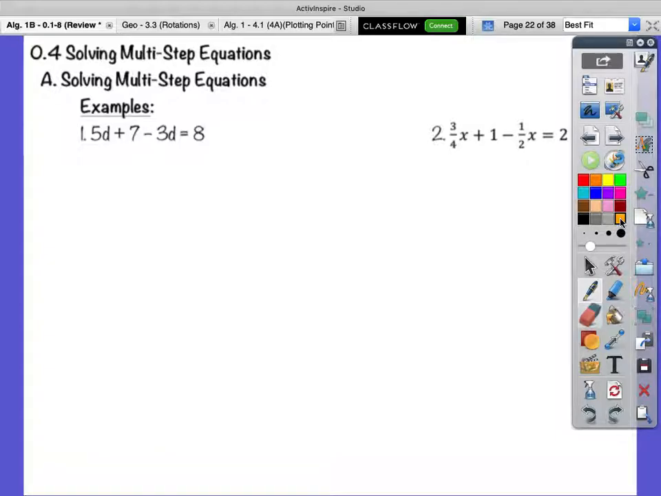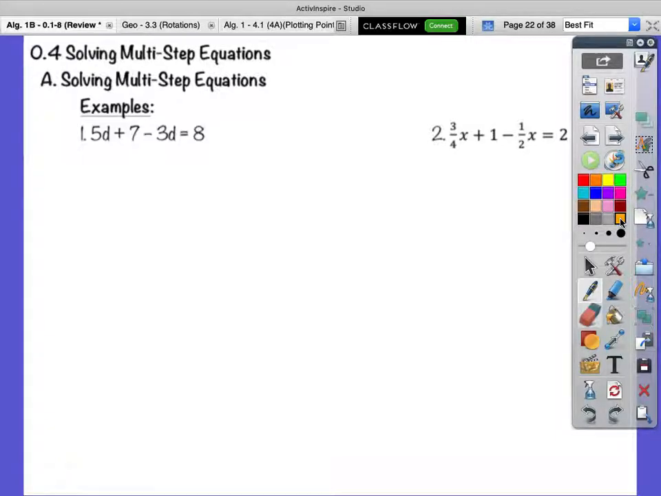5d plus 7 minus 3d is equal to 8. We have multi-step equations. If you look over to the side board, students will be able to solve multi-step equations. So 5d plus 7 minus 3d equals 8. What can we do on the left side that's different from what we could do before? We couldn't do it before. We can combine like terms. What like terms do we see here?